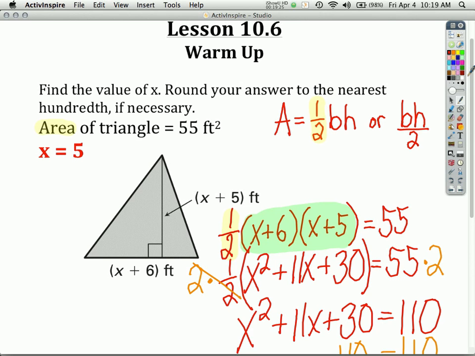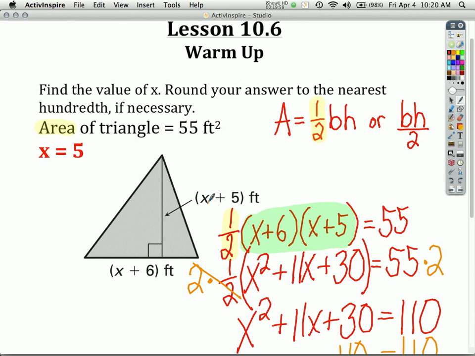The only issue is that many of you did not remember this detail, but if you remember that, then look at all you have to do. Pick a number for x. Try 2. 2 plus 6 is 8. 2 plus 5 is 7. 7 times 8 is 56 and divide it by 2. Does it come out to 55? Okay, then you have to try a new number. Try 3. 3 plus 6 is 9. 3 plus 5 is 8. 9 times 8 is 72. Divided by 2, you get 36. That didn't work either.